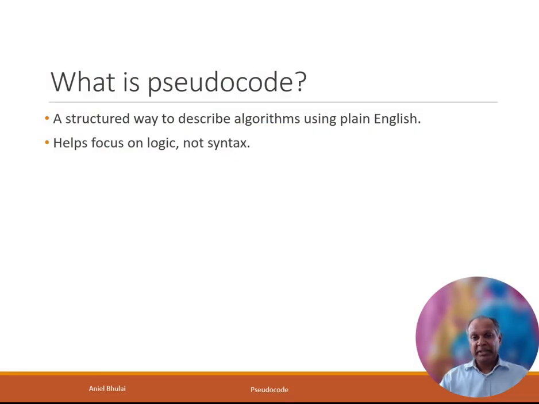Let's begin with the basic question. What is pseudocode? Pseudocode is a way of describing an algorithm using plain, structured English without worrying about the rules of a specific programming language. Think of pseudocode as the blueprint or recipe that helps you organize your logic before you write real code.